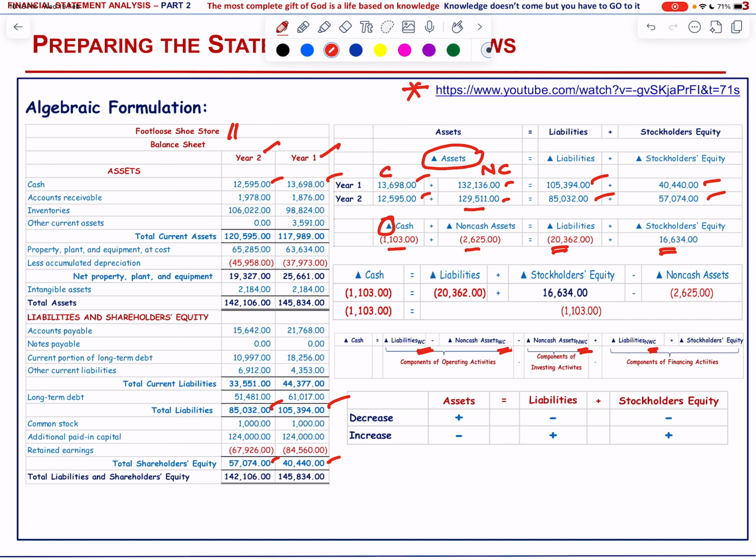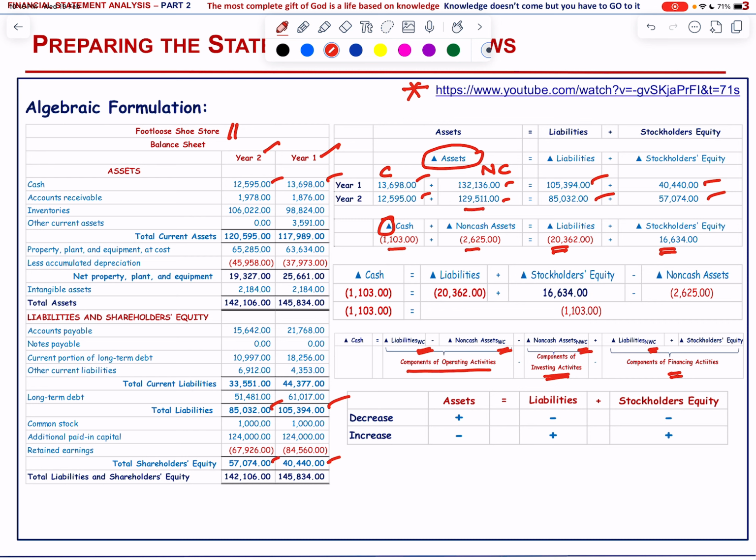So if you look over here, the change in the liabilities and the non-cash working capital, we are going to group them under the heading of components of operating activities, while non-cash net working capital will qualify under the heading of components of investment activities, and liabilities, net working capital, and the stockholder equity will be grouped under components of financing activities.